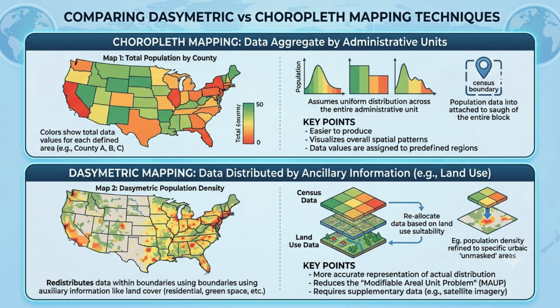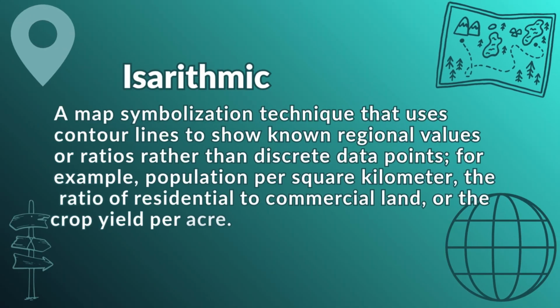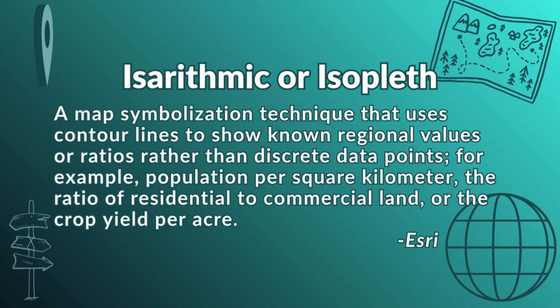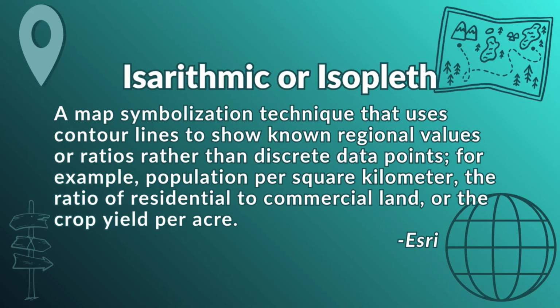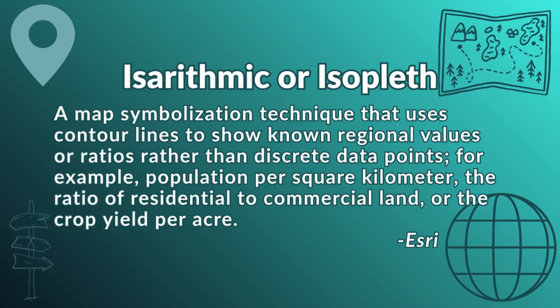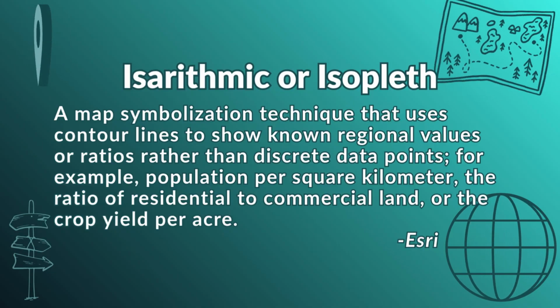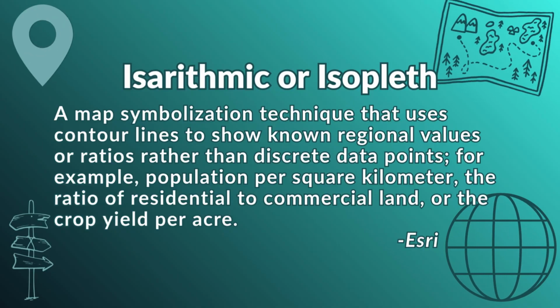Now, what happens when the data doesn't have boundaries at all? The study guide heavily features isarithmic maps, or isopleth maps. These represent a continuous surface, right? Right. Think of temperature, atmospheric pressure, or elevation. These phenomena don't just stop at state lines, right? They flow continuously across the Earth. So how do you map that?